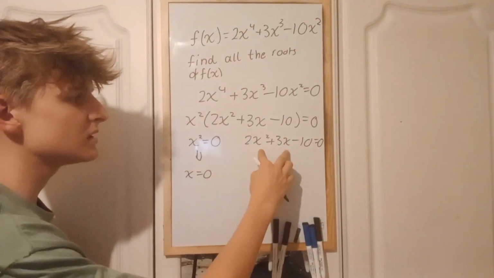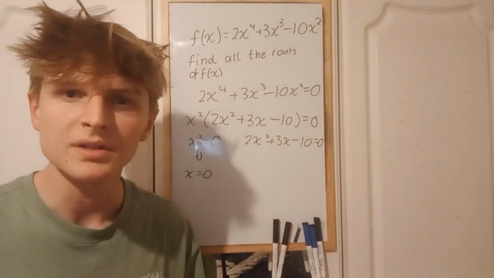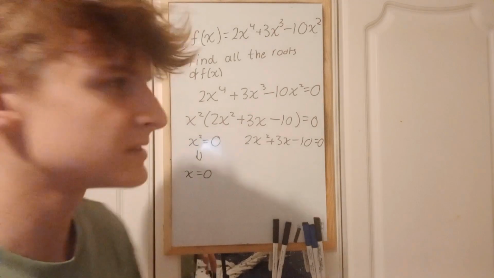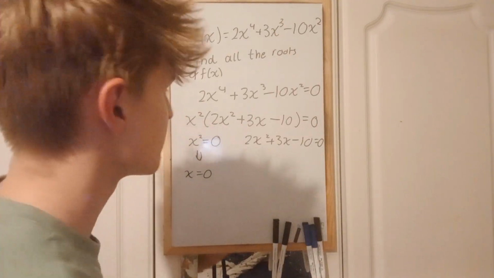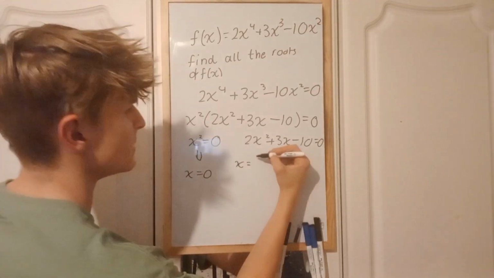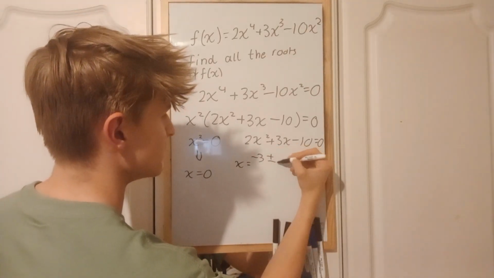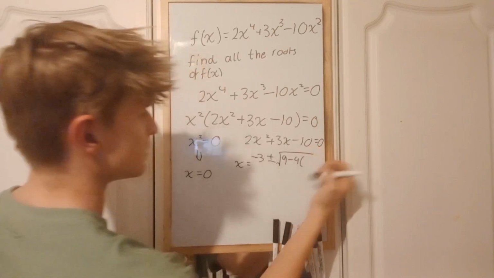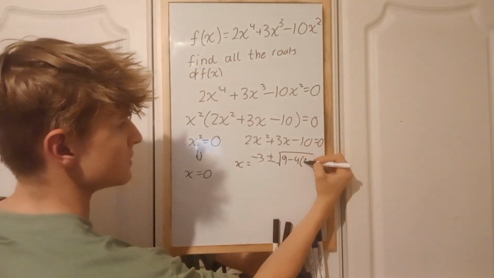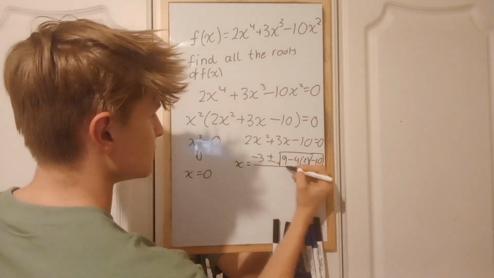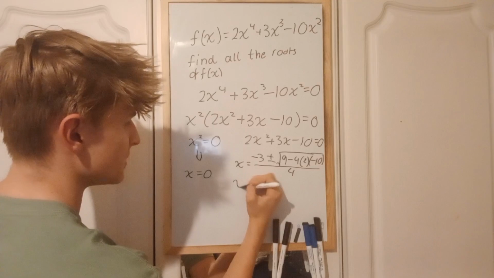And now from this one, well, we could try and factor, but we're going to try and use every method at our disposal in this video. So I'm going to use the quadratic formula. So our solutions are x equals negative b plus or minus, to get both solutions, the square root of b squared, 9, minus 4 times 2 times negative 10, all over 2a, which is 4. And then we can simplify that a bit.